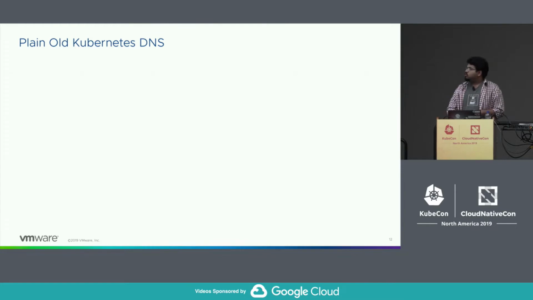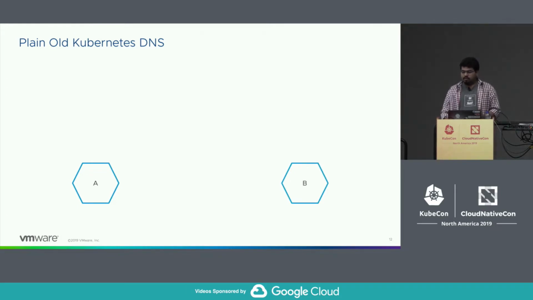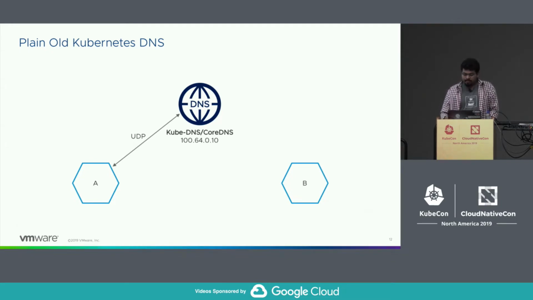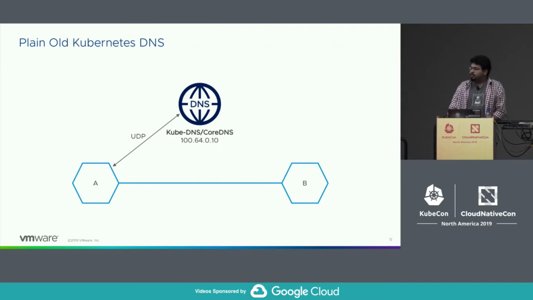First, let's look at the Kubernetes DNS as it stands today. We have a couple of services here, A and B. And let's say we want service A to discover service B. In order to do that, it will send a request to the Kube-DNS or CoreDNS pod in the kube-system namespace, and it will have an IP or a cluster IP. The request is typically UDP or TCP. And once the response is received from the DNS server, service A can connect to service B using its IP.